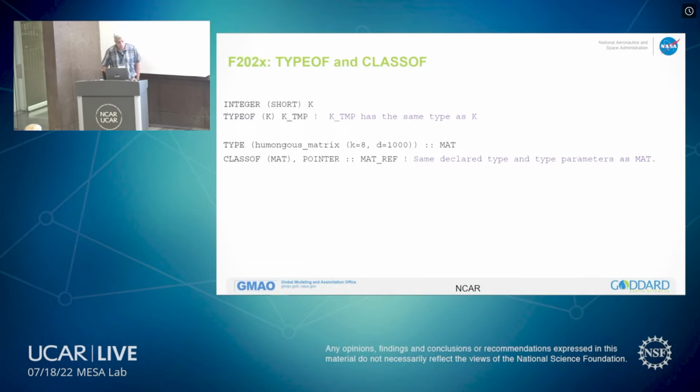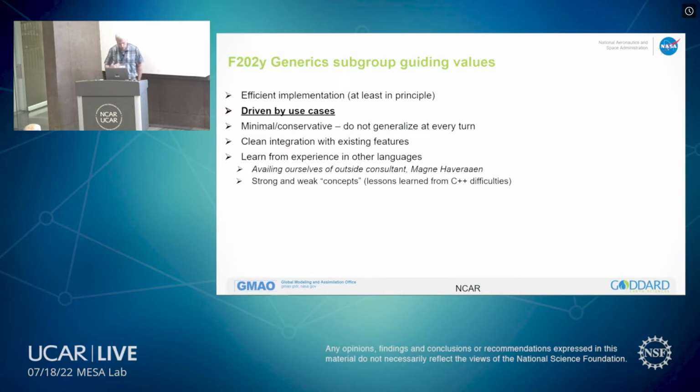Okay, so where we're going with 2020Y. So we have this generic subgroup, and we had to sort of prioritize our approach to dealing with this problem. So one issue that we try to keep in mind is efficient implementation. We want the things that we're going to be able to do generically to be as efficient as if they were directly coded for the actual types that are going to be used.